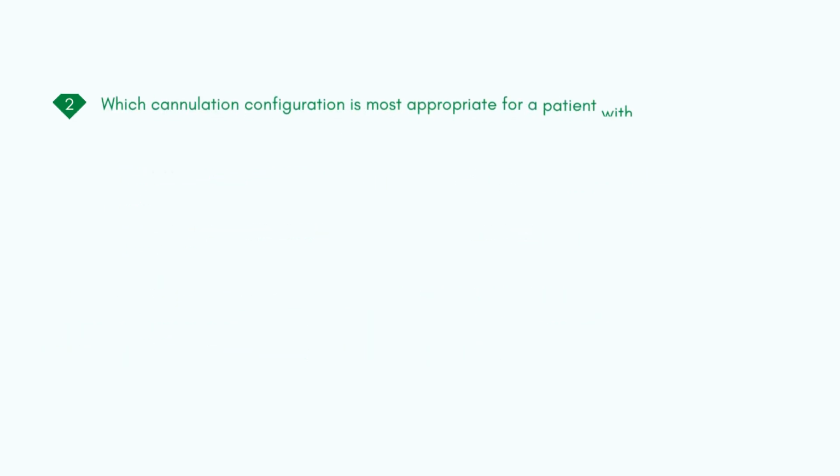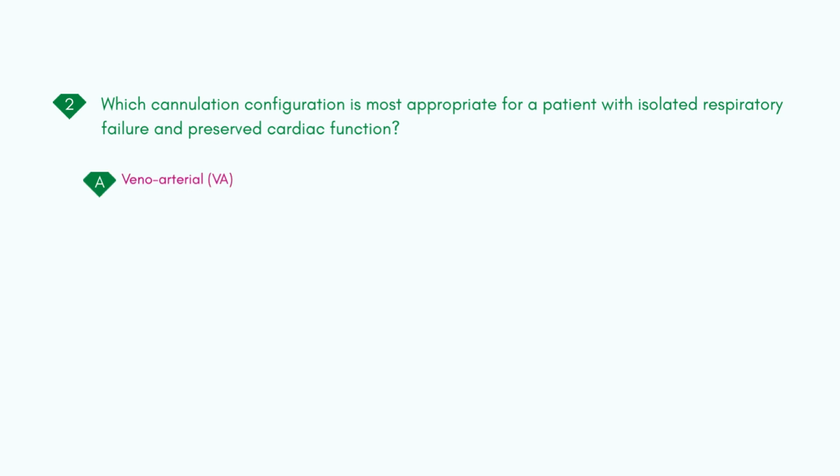Which cannulation configuration is most appropriate for a patient with isolated respiratory failure and preserved cardiac function? A. Veno-arterial, VA. B. Veno-venous, VV. C. Veno-pulmonary, VP. D. Veno-veno-arterial, VVA.